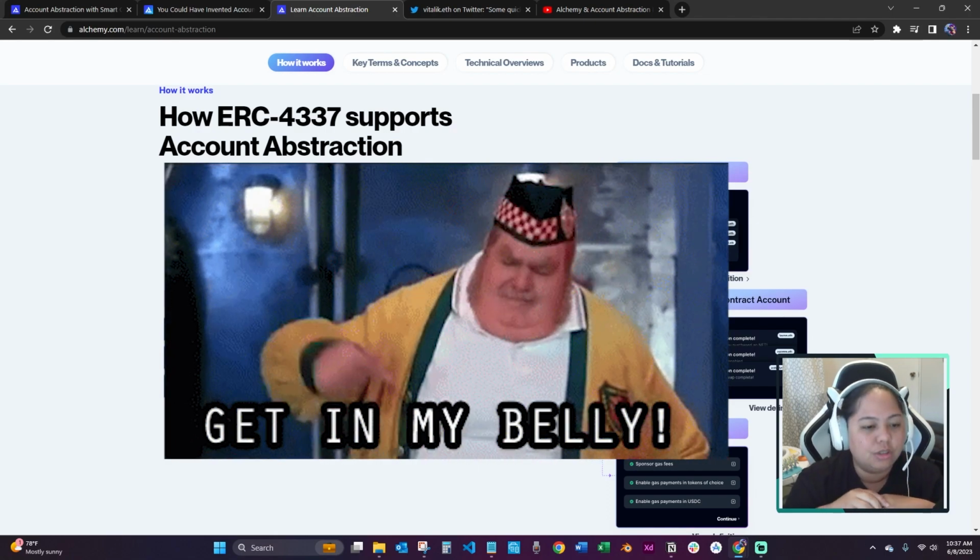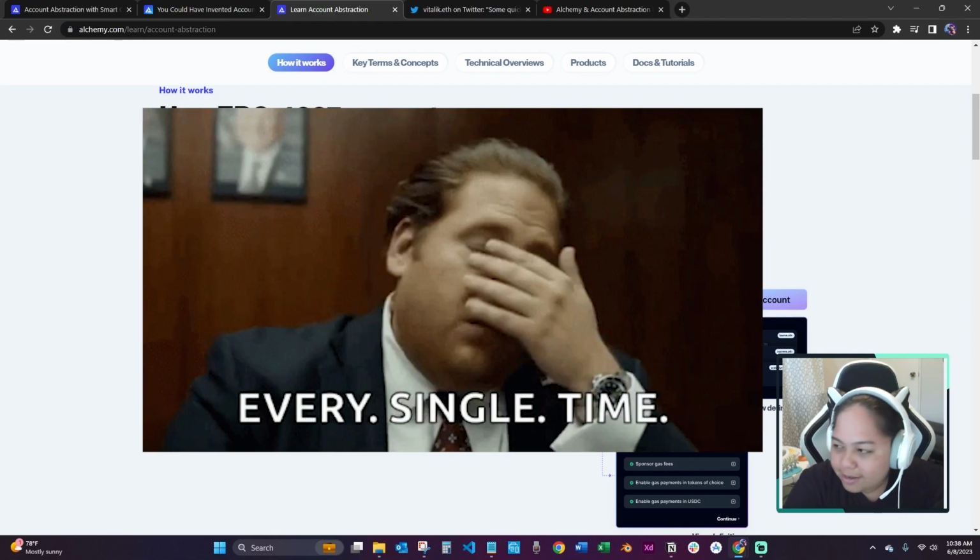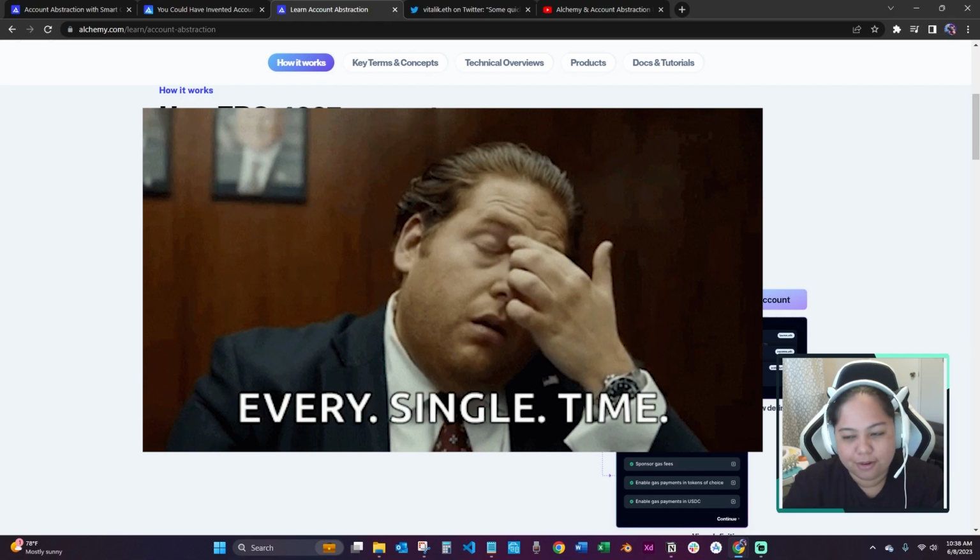That's what the user will be able to do. And that's what makes it a smart wallet, because right now the user has to do all of that themselves every single time for every single transaction and every single smart contract that they ever have to get in touch with. They have to sign it every single time. I'm like, I don't have time for all that.